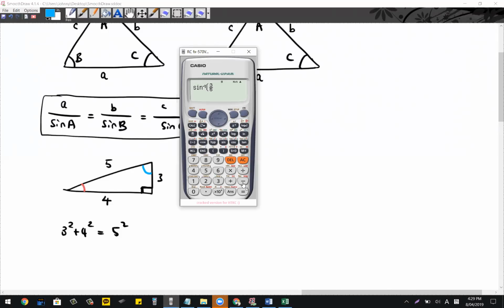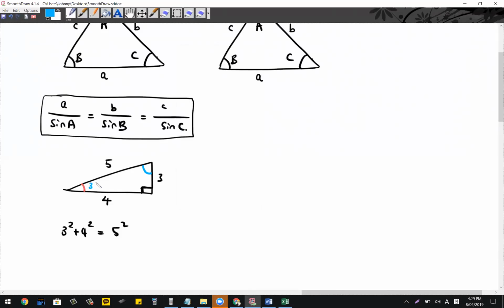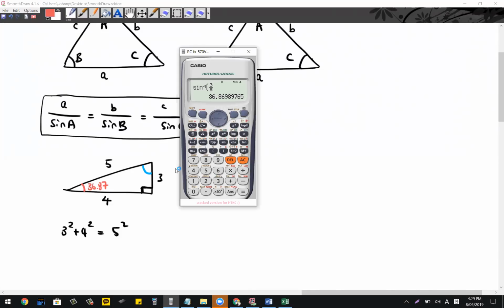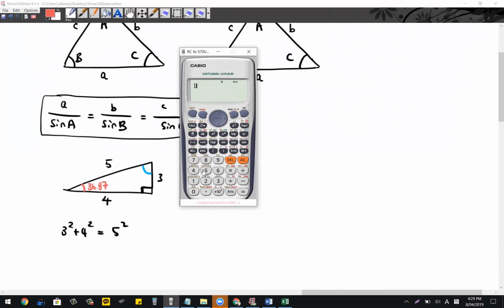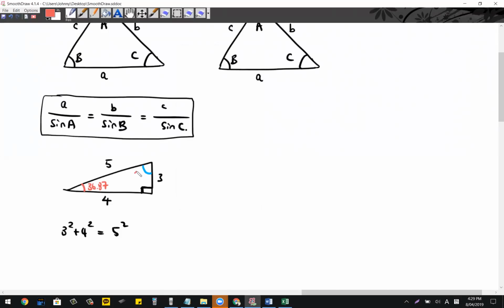That gives us 36.87. Now it's pretty easy to figure out this other angle: 180 minus 90 minus 36.87 gives us 53.13.